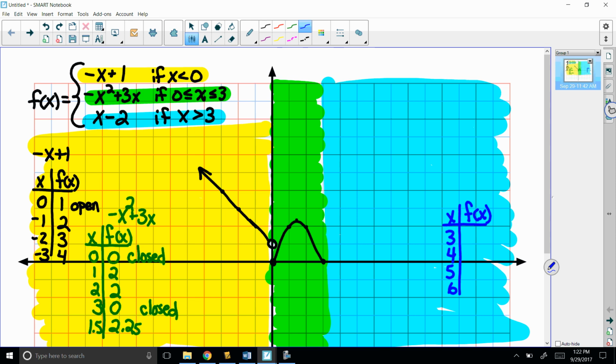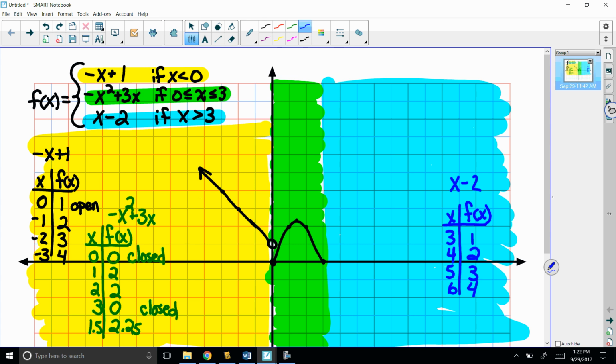So you put 3 into the equation. If you put 3 into which equation again? The blue, which is the x minus 2. If you put 3 in, you get what? 1. If you put 4 in, you get 2. If you put 5 in, you get 3. And 6 gives you 4.